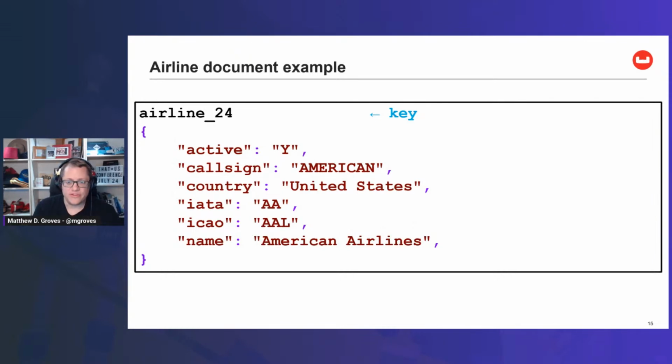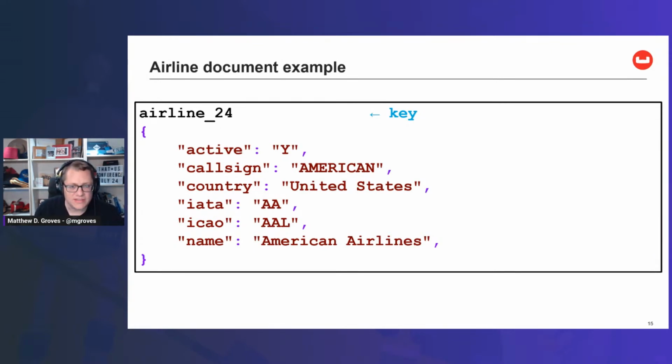Now, in this case, the data is very flat. So this is not much different than a relational table. It's just kind of one row, but it's storing it as JSON. This one does contain the name of the airline, though. So you can see there at the bottom, the last one says American Airlines. So this is where the name of the airline actually exists.